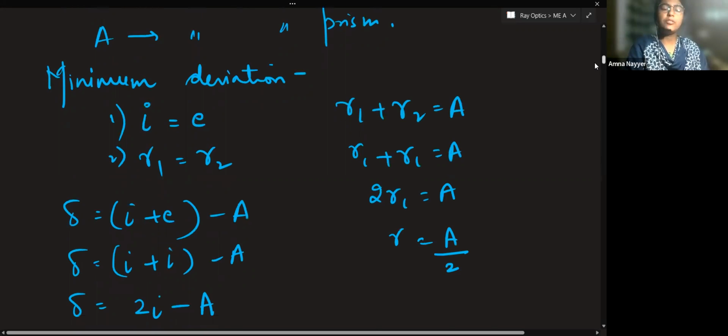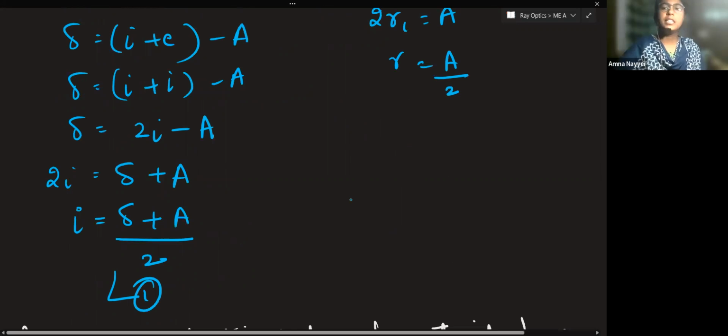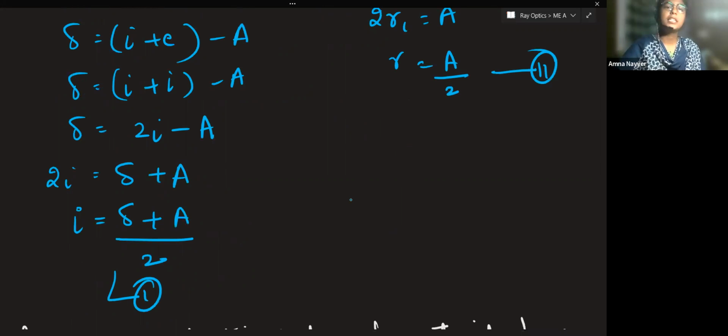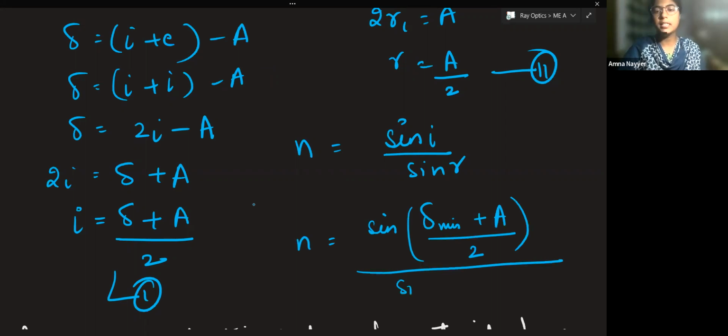Now I have the value of I here, and here you have the value of R. If you apply Snell's law, n is equal to sine I by sine R simply. So refractive index is equal to sine of (delta minimum, the angle of minimum deviation, plus angle of prism A) by 2, divided by sine A by 2, because that was the value of R.